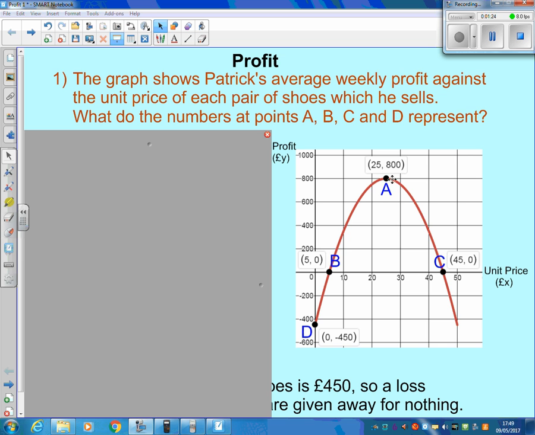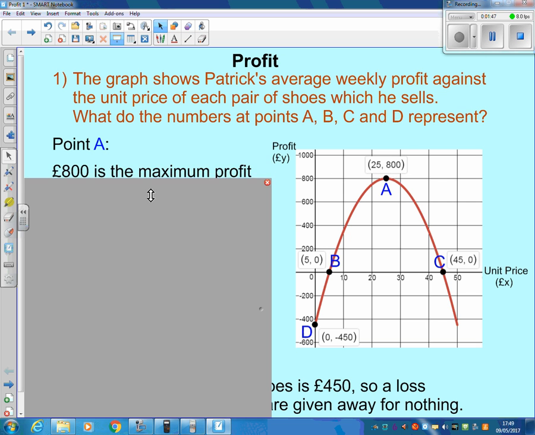We're looking at some key points, A, B, C, and D. What do each of these represent? Well, point A, you should be able to see, is where his profit, which is the Y number, is at its highest point. So the profit, the 800 for the Y coordinate, is his maximum profit. The £800 is his maximum profit because that's as high as the curve goes.